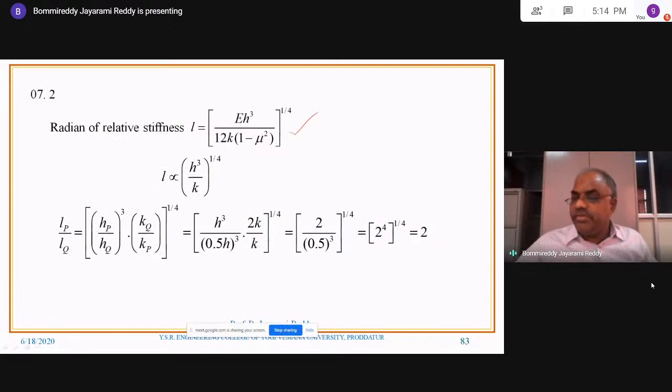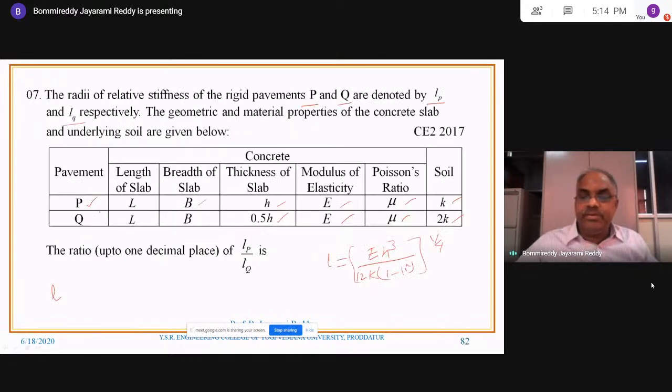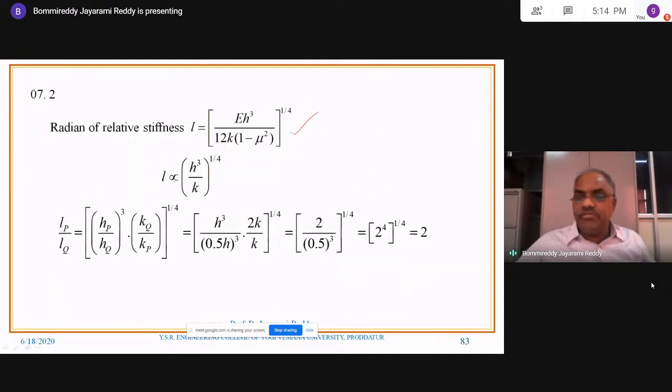If you remember this equation and compare the various pavements P and Q, all other parameters are same except the thickness and the K values. Everything is the same and it is asked to find the ratio. So only two parameters are changed, remaining are same. So this is the original equation, and L, the radius of relative stiffness, is proportional to H cubed by K, whole to the power of 1 by 4.